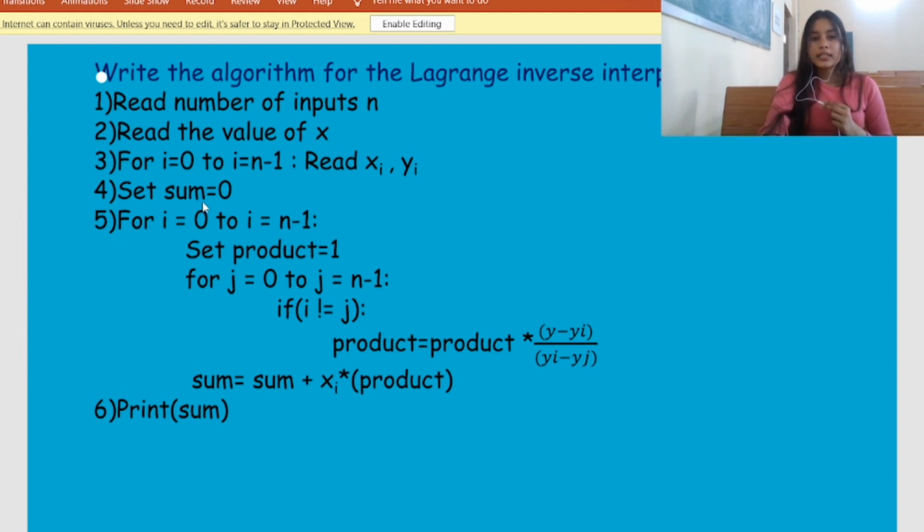The fourth step is set sum equals to 0, and the fifth step is for i equals to 0 to i equals to n minus 1, set the product equals to 1. For j equals to 0 to j equals to n minus 1, if i is not equal to j, product equals to product into y minus yi whole upon yi minus yj. The sum equals to sum plus xi star of product, and the last step is print sum.